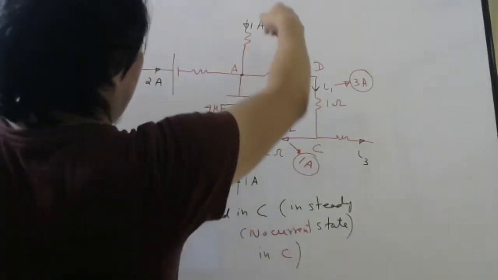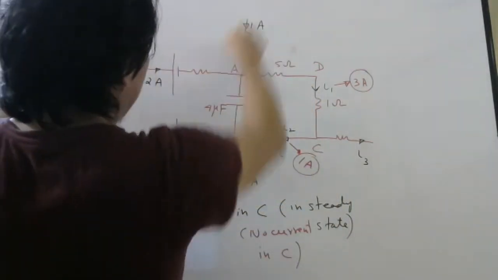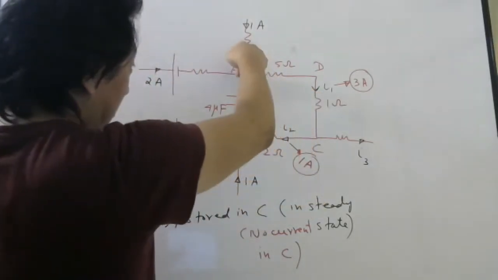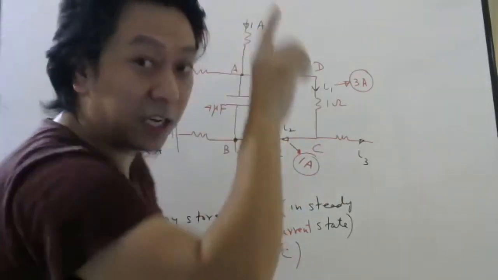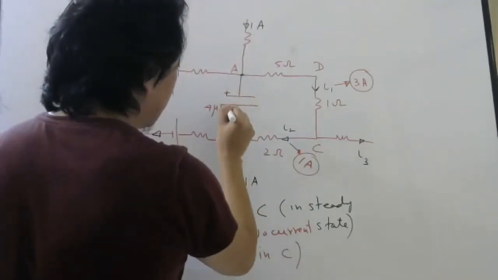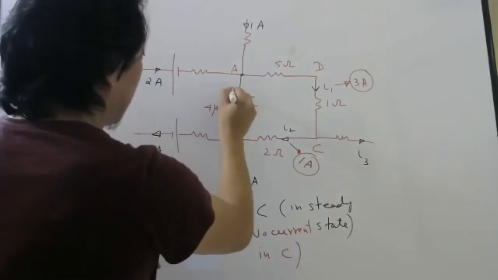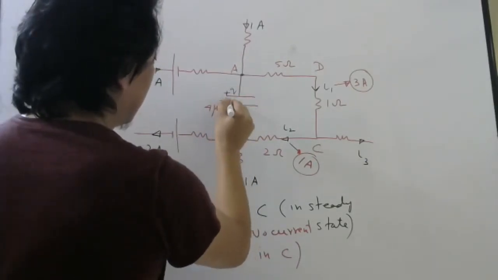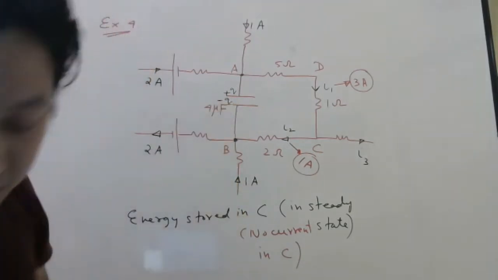Now, if current was going like this, then some of the current will go here initially, and initially some current was coming here this way, when it was getting charged. So it is very clear that this should be positive, this should be negative. Plus Q charge, minus Q charge. You know, for a capacitor there will be plus and minus charge.